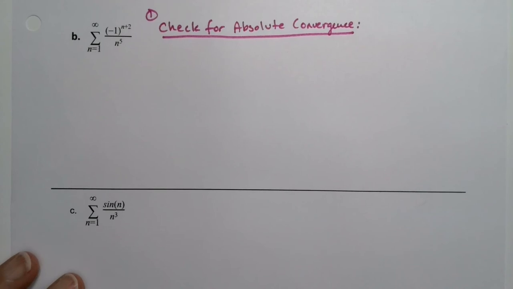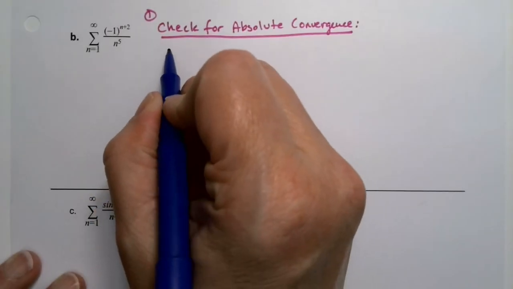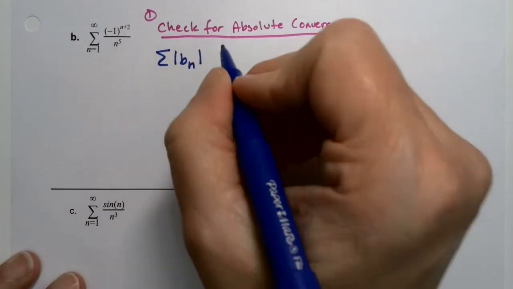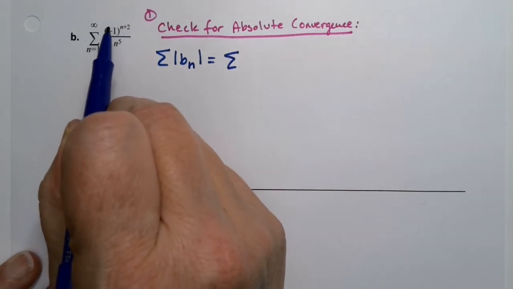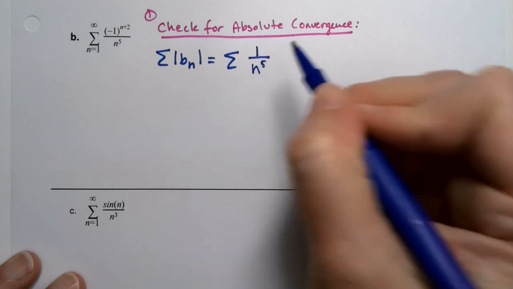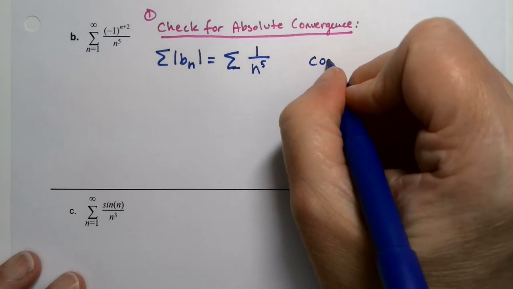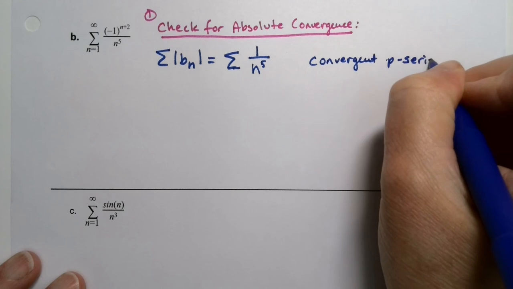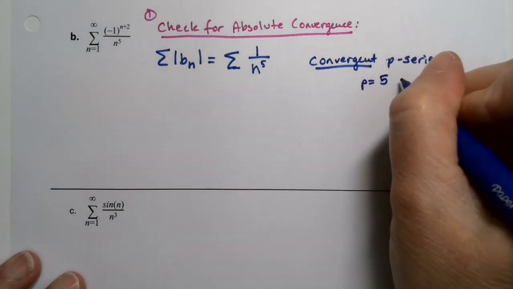All right, so let's see here. If I take the absolute value of b sub n, because it's letter b, get it? That would be equal to, okay, so if you're taking the absolute value, it's going to make the negative 1 to the power part disappear. So it's going to be 1 over n to the 5th. That converges. That's a convergent p-series. P-series converge when the power is greater than 1 and 5 is greater than 1.